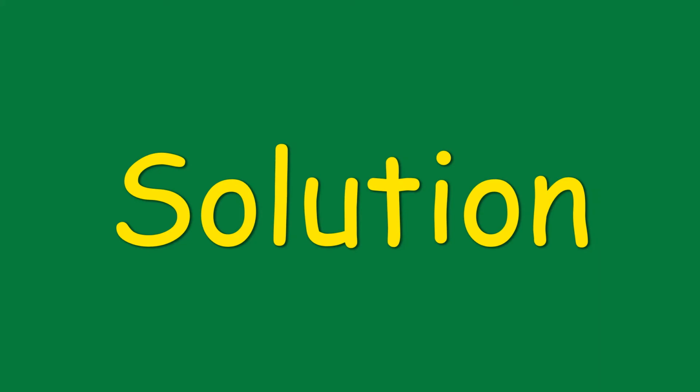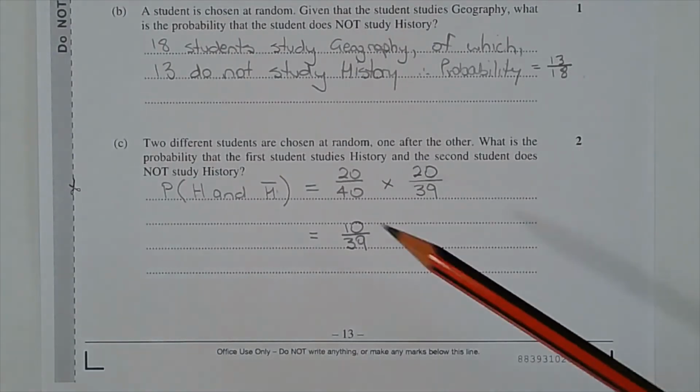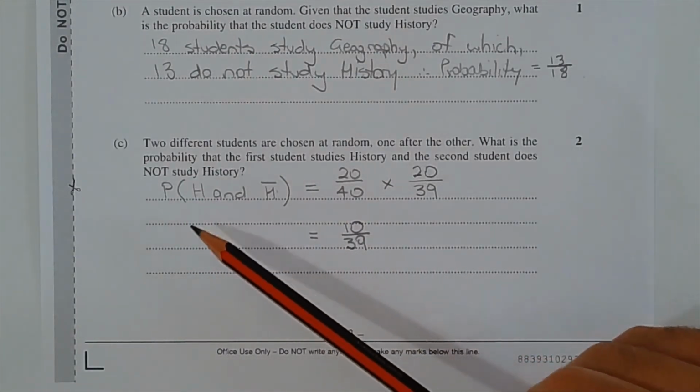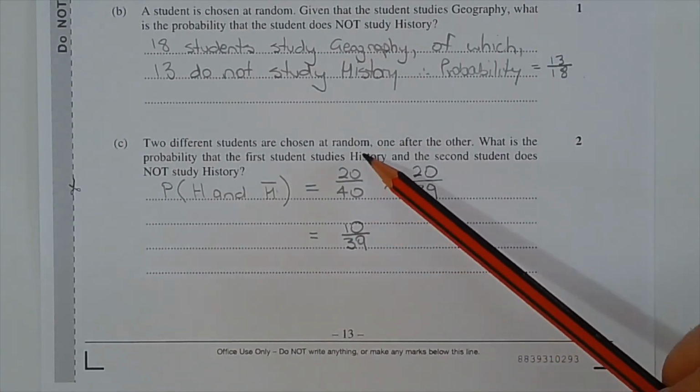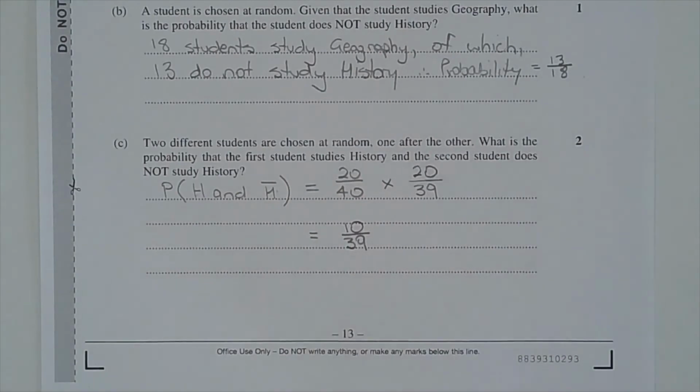Part C. 2 different students are chosen at random, one after the other. What is the probability that the first student studies history and the second student does not study history? This is an example of multi-stage probability where the outcome of the second stage is affected by the outcome of the first stage. And that's because it's sampling without replacement. So the probability that the first student chosen studies history is 20 over 40. There are 20 students that study history out of a total of 40 students. So that gives us a probability of 20 over 40.